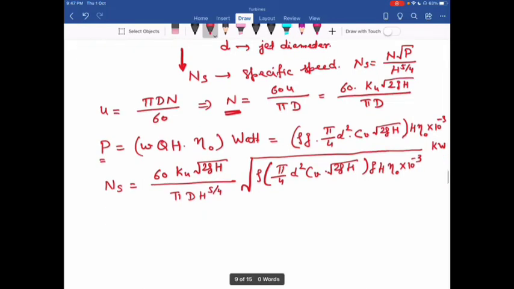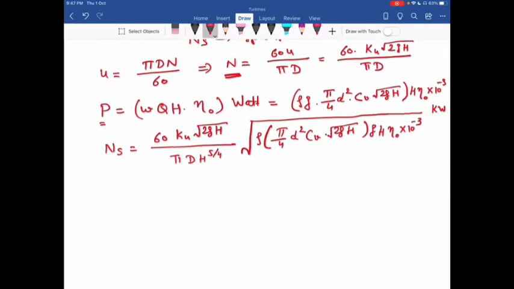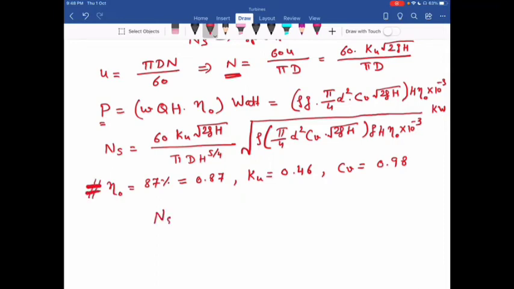Now for a given turbine, if I say I have a turbine with overall efficiency, say 87%, I use the term eta O as 0.87. The maximum value of Ku is say 0.46. Then Cv is 0.98. So if for a turbine I use these values, then I find the relation for Ns. You can put all these values and then solve that.